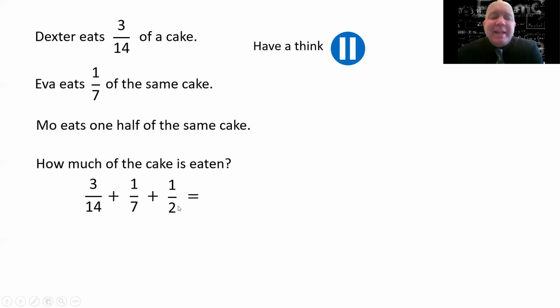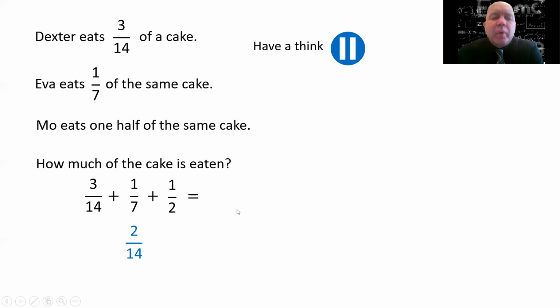We need to do a little bit of switcheroo. We need to create the equivalents. Okay, so let's do that. 1/7, to turn it into 14ths, we're going to double. We're going to multiply by 2. 7 times 2 is 14. 1 times 2 is 2. So 1/7 is equivalent to 2/14.